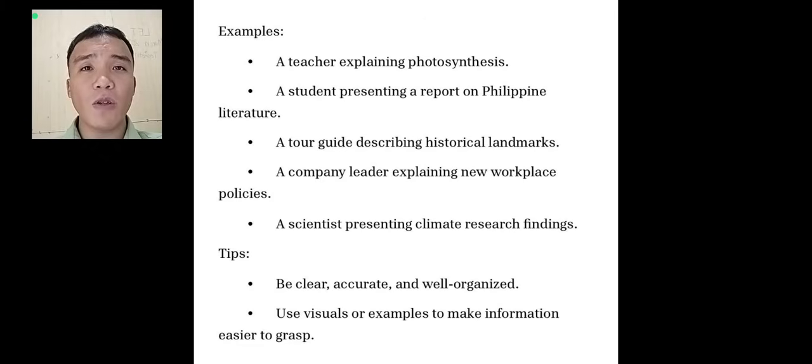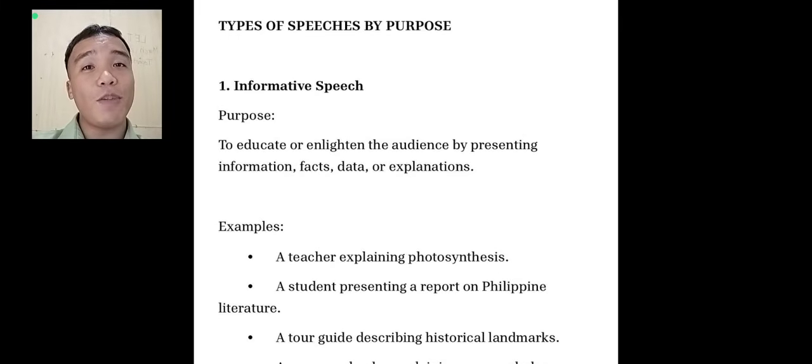So always be sure that the information you're giving is clear, meaning to say that the audience can pick up on what information you are trying to convey. And of course, accurate, meaning it is true. Do not give false information like fake news. And then make sure that it is well organized. It is structured in a way that it is coherent and can be easily understood by our audience. Next is use visuals or examples to make information easier to grasp. So same as what I did with my discussion today, I gave you some examples in order for you to understand what informative speech really means.